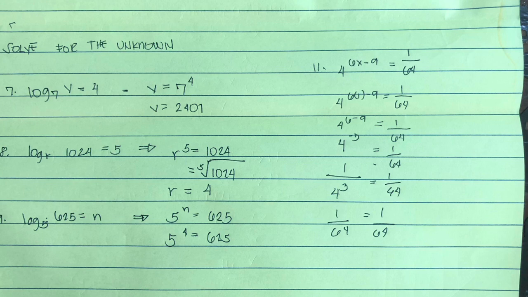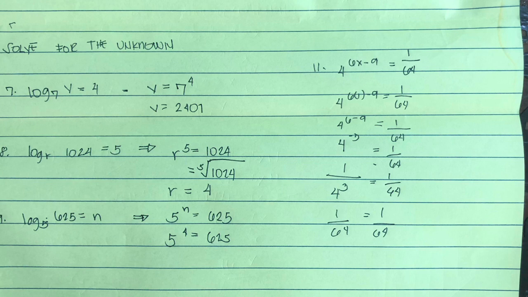Next is logarithm of 5 base r is 1024. To solve for r, we would raise r to the fifth is equal to 1024. R is equal to the fifth root of 1024. R is equal to 4. So the final equation, r is 4: logarithm of 1024 base 4 is 5.